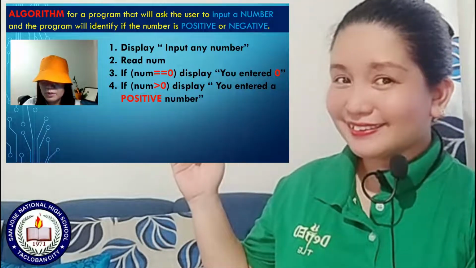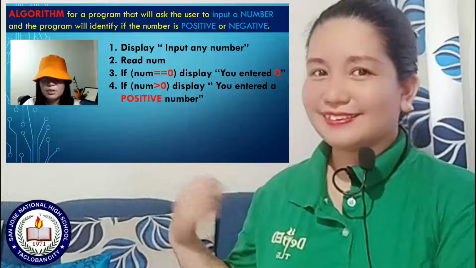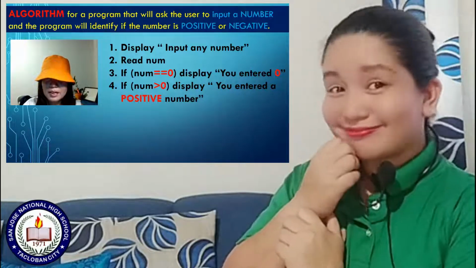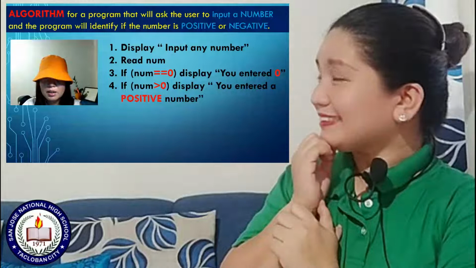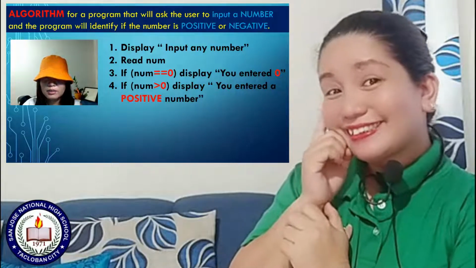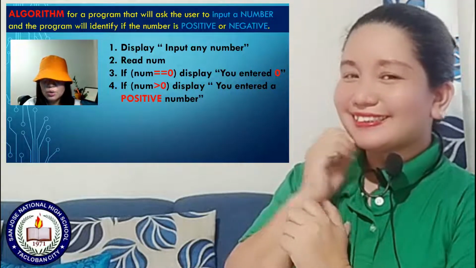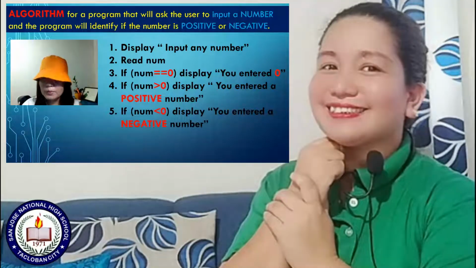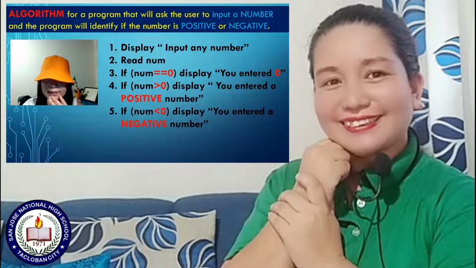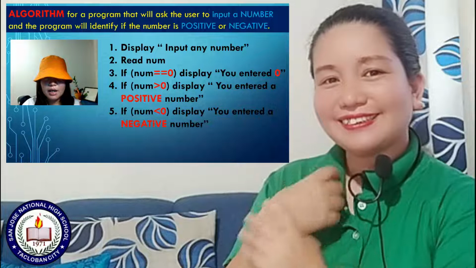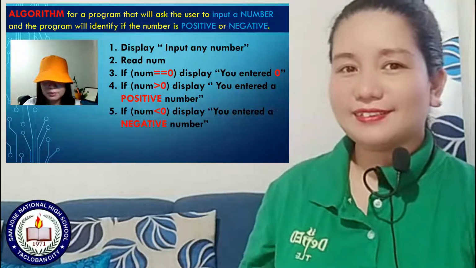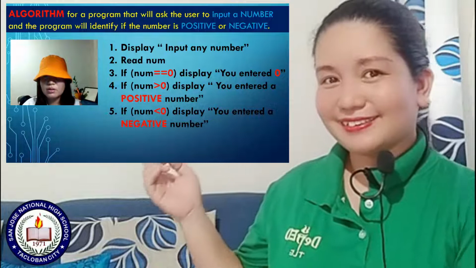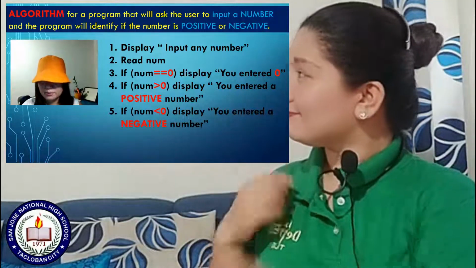Next, if the number input by the user is read by the computer, and the program sees that the number is greater than 0, the program will display: you entered a positive number. The next one: while the program is running and reading the number input by the user, if it identifies that the number is less than 0, it will display: you entered a negative number.